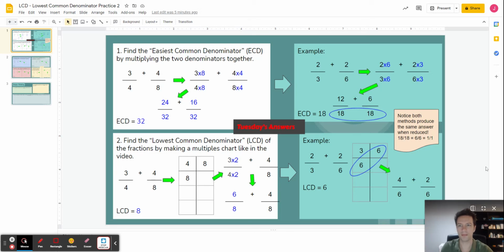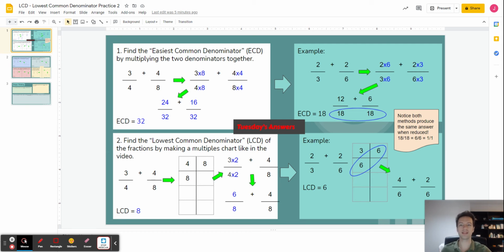It's math time, and we are going to be working again on finding the easiest common denominator and the lowest common denominator, our ECD and our LCD. Now here's a little quick reflection on Tuesday. All right, here's our answers, which most of you did a great job with.